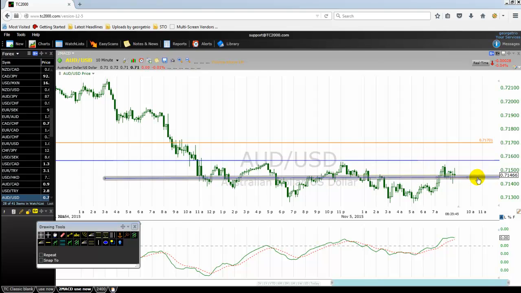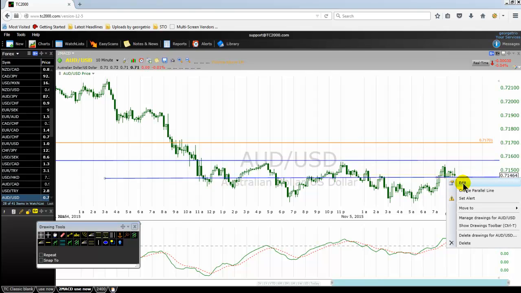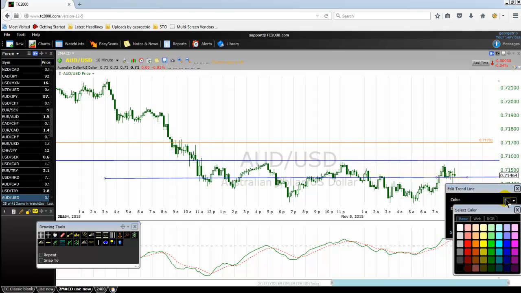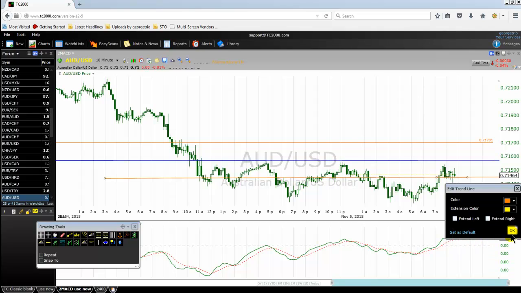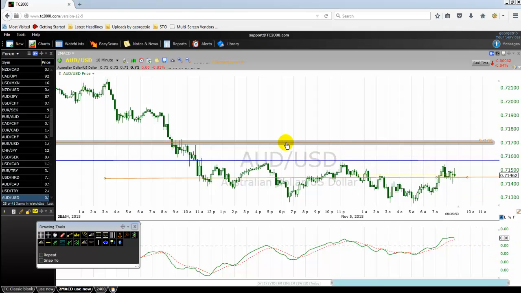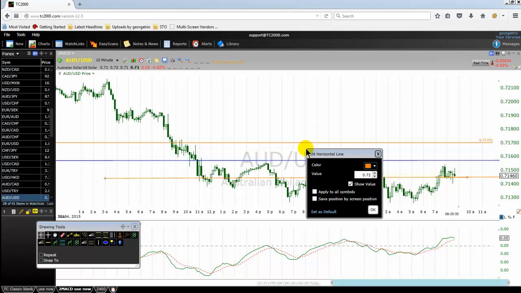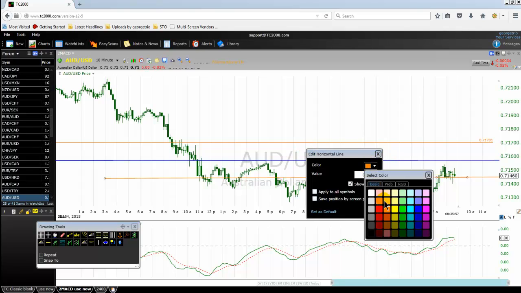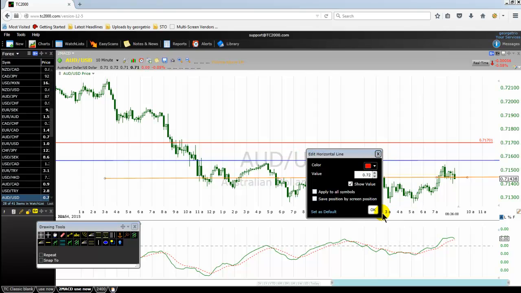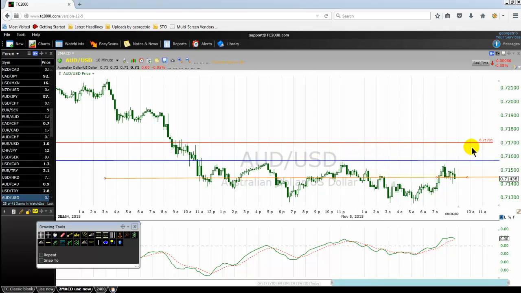Somewhere there, okay, my friend, 7145. Selling the Australian dollar. All right, so this line here, I will change the color into pink. That's where the big money was selling. So that's where they were selling, okay.